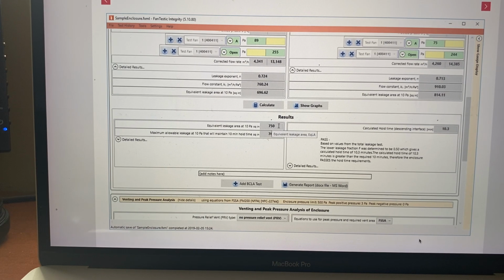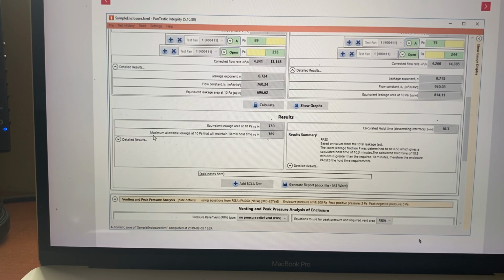So we can see the combined equivalent leakage area at 10 Pascal, which is just, if you added up all the openings into one opening for the enclosure, it would equal a hole 750 square inches in area. That's referenced at 10 Pascal because that is as close as possible to actual opening area. This would be the enclosure leakage as measured.